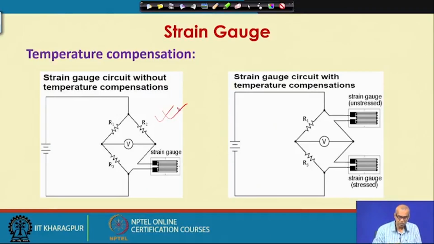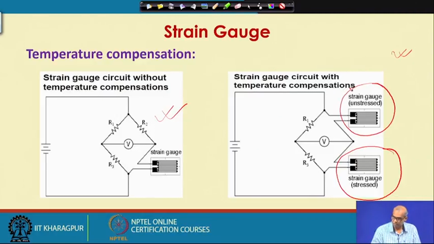Look at this. This is a strain gauge circuit without any temperature compensation. This is a strain gauge circuit with temperature compensation. So, what we do is, this is the strain gauge which is measuring the strain on the specimen. On the adjacent arm, I attach an identical strain gauge, but this is not under strain.